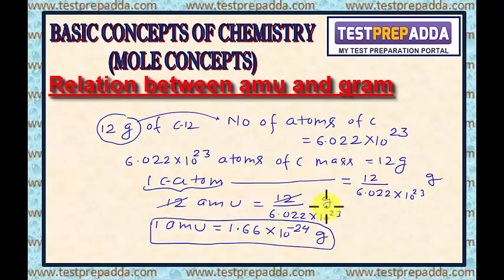Got the point? And this number 6.022 into 10 raised to 23, this number is known as 1 mole. So if I ask you what is mole, mole is just a number whose value is 6.022 into 10 raised to 23. Or you can say 1 mole is the amount of the substance that contains as many particles as there are atoms in 12 gram of carbon 12. The point is clear?